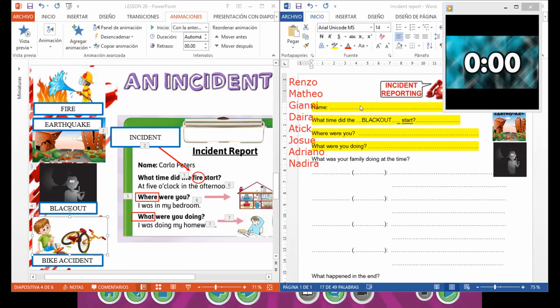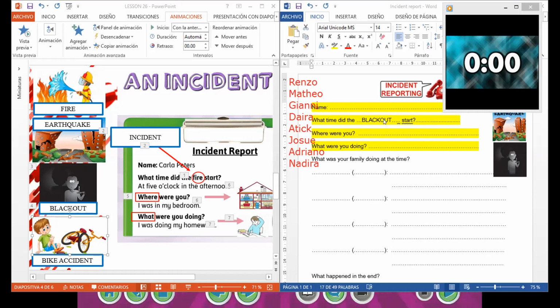Name, Attic. What team they fear black hole star. Continue. Where your... Profesor, hasta ahí nomás he escrito. Attic, ¿qué has completado aquí?